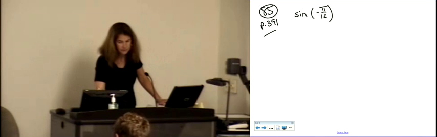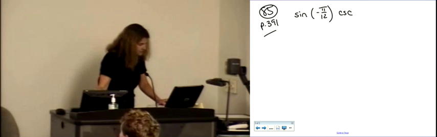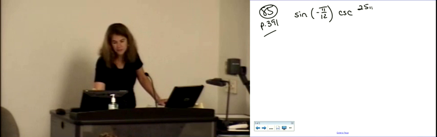What about over on page 391? Did anybody have a question from that page? We added some problems about even-odd with negative angles. Did anybody have a question from that part? Number 85 on 391. It says the sine of negative pi 12ths times the cosecant of 25 pi 12ths.